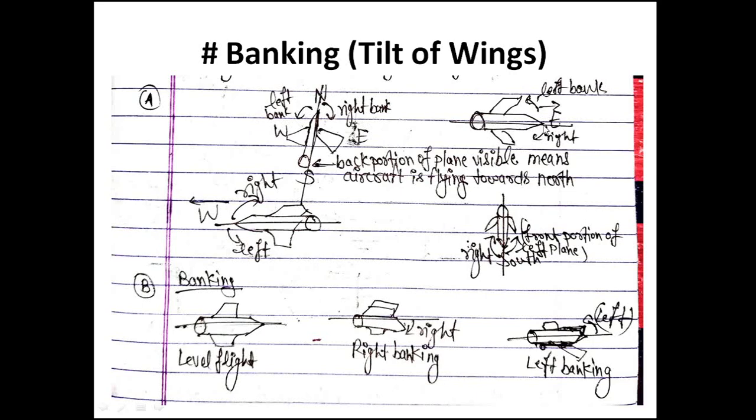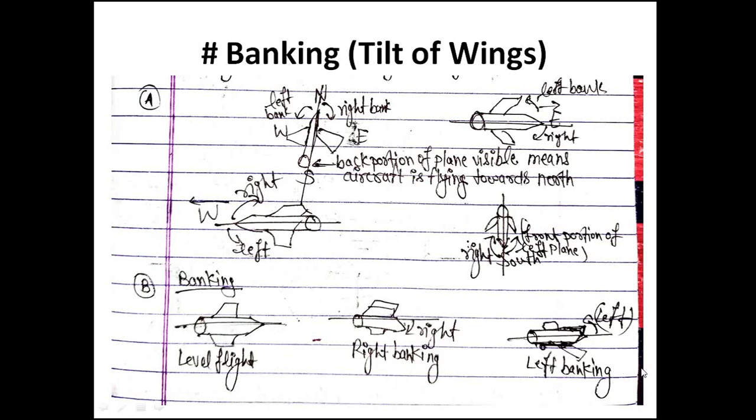Similarly, for the east direction, this portion is called the nose of the aircraft. I have explained it in an upcoming part of the video. This is called the nose of the aircraft, and the aircraft is moving towards the east direction. If it turns this side, it's called left banking, and this side right banking. Similarly, for the south direction, always remember that this is called the nose, so the nose or the front portion of the aircraft is visible.